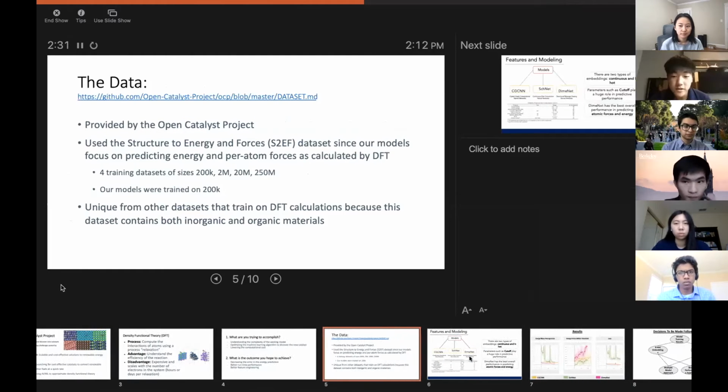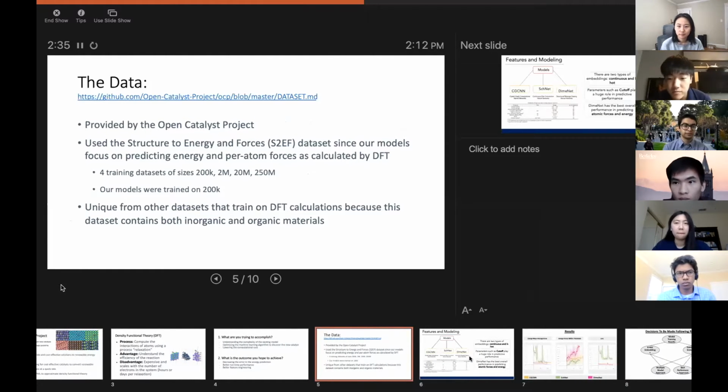So part of the data set we use is provided by the Open Catalyst project. Overall, it contains 1.2 million molecular relaxations, as well as 250 million DFT calculations that models can train and learn from. But since the models we work with only focus on predicting energy and forces, we only use the DFT calculation part of the data set, so the 250 million part.